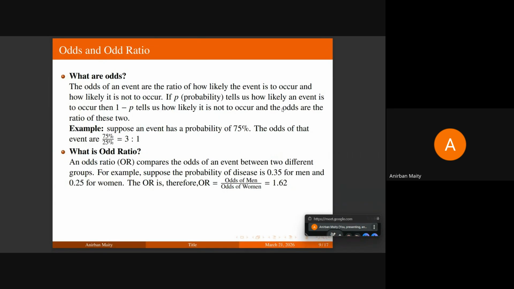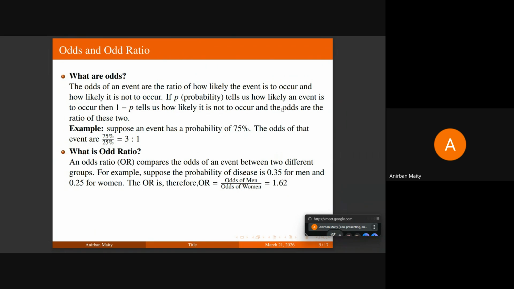Now we will try to understand what the odds and odds ratio are. The odds of an event are the ratio of how likely the event is to occur and how likely it is not to occur. If p tells us how likely an event is to occur, then 1 minus p tells us how likely it is not to occur, and the odds are the ratio of these two components. For example, suppose the event occurs with probability 75%, then the odds of the event are 3:1.